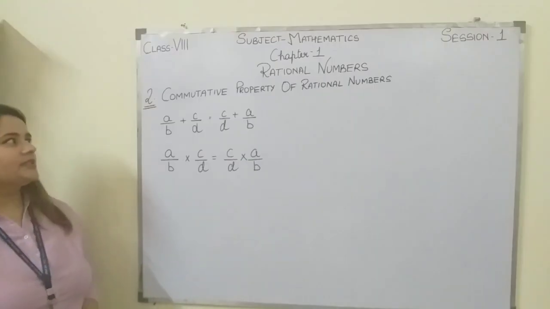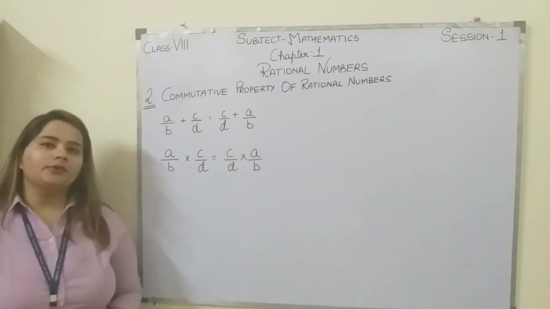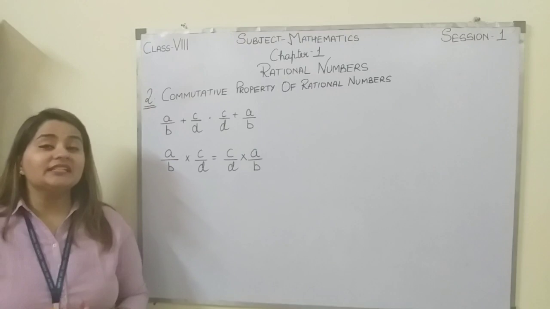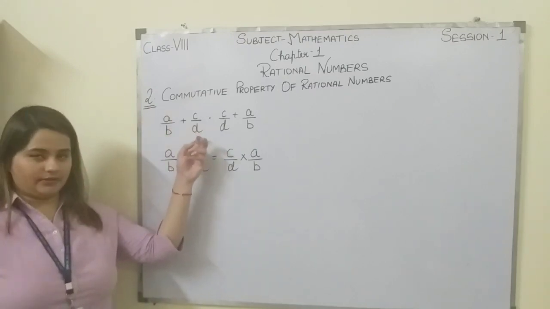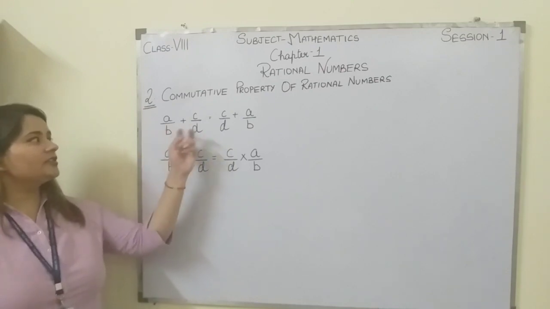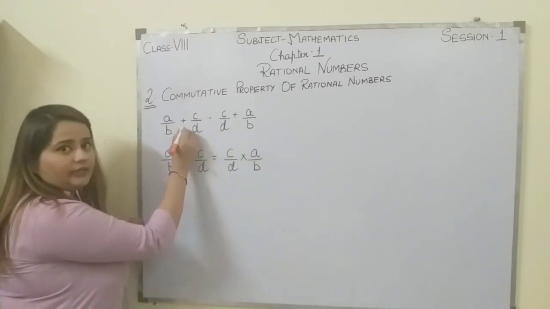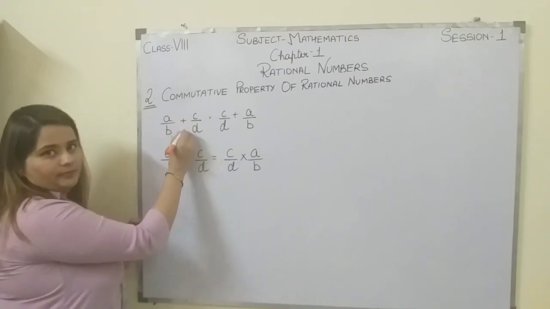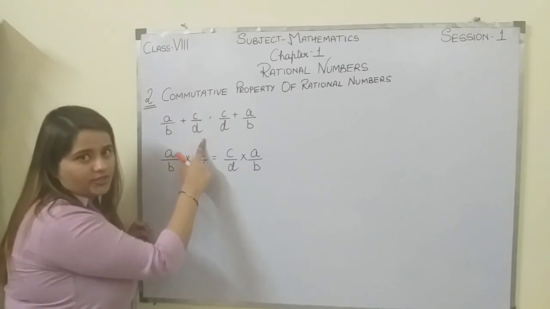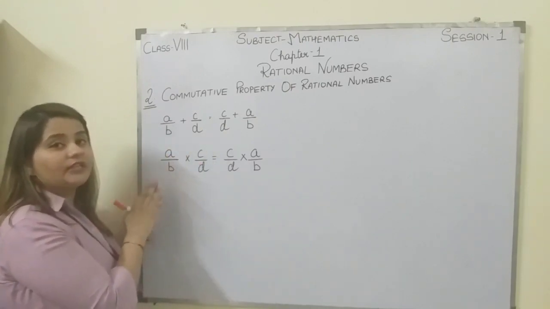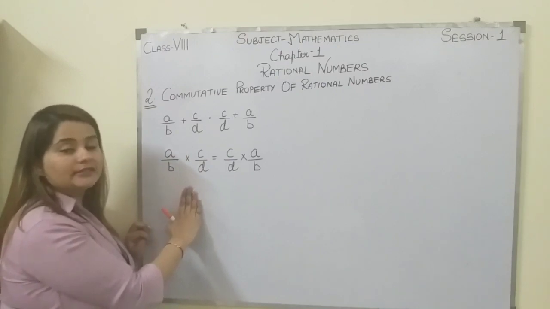The second property is the commutative property of rational number. In commutative property of rational number, students, we say that if we interchange the position of the numbers, their product and their sum remain the same. Again, if we interchange the position of the numbers, their sum and their product remain the same.